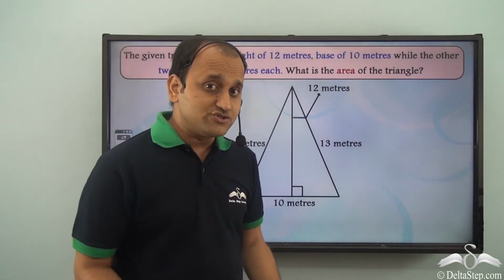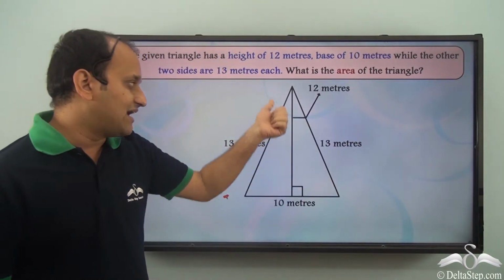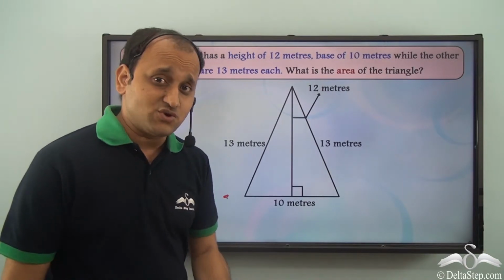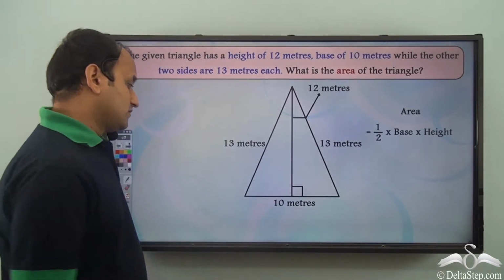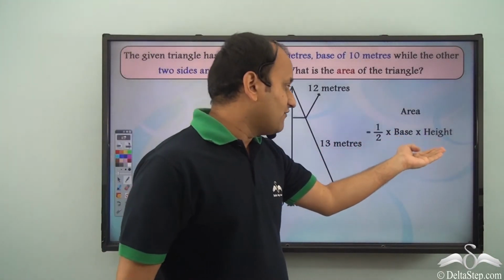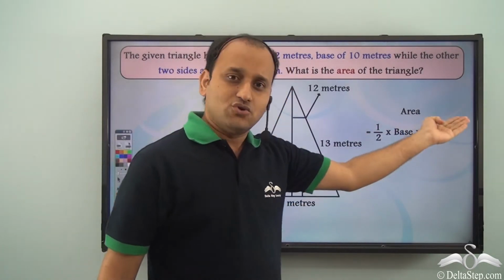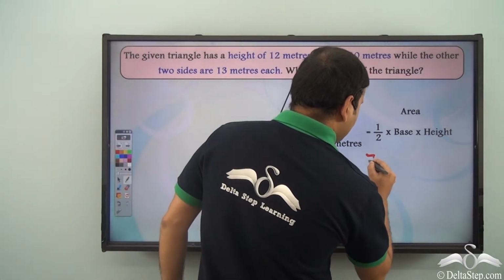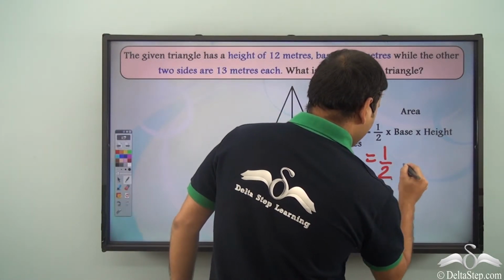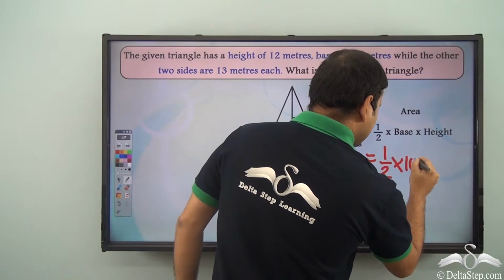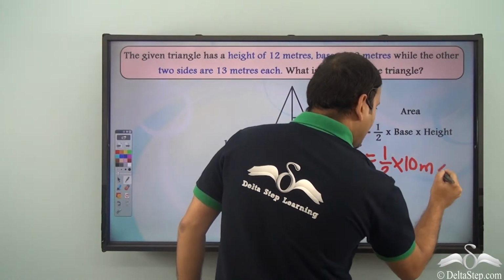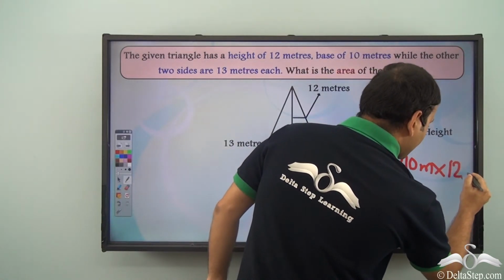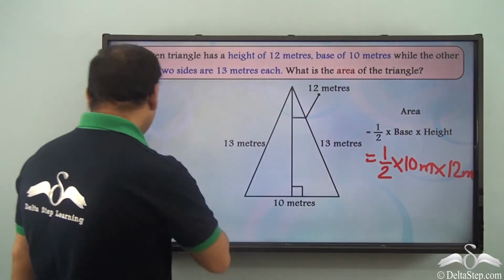So what are the values you need here? Well, we have height and we have base, and the formula is half into base into height, isn't it? So we need to calculate area, which will be half into base into height. Now what is the base? It's 10 meters. So half into 10 meters into height. Height is 12 meters.